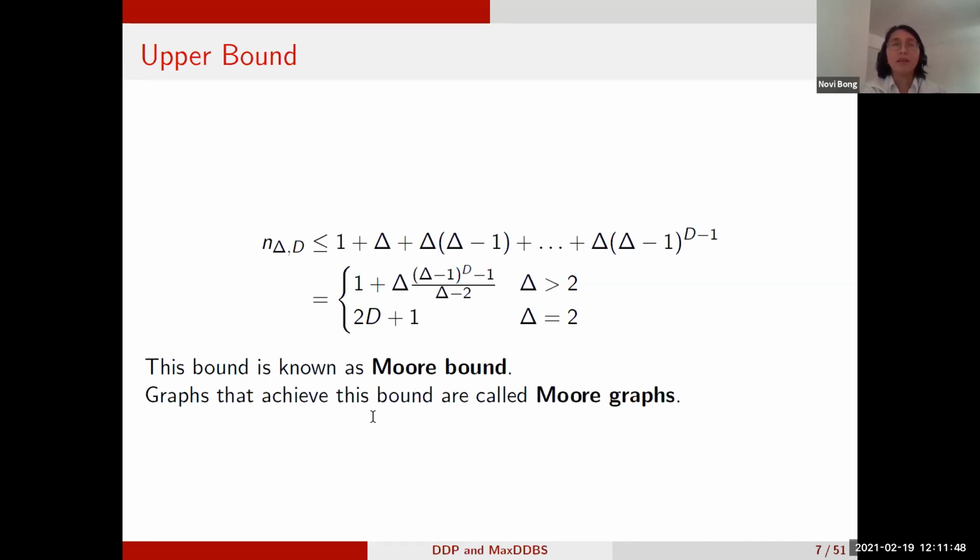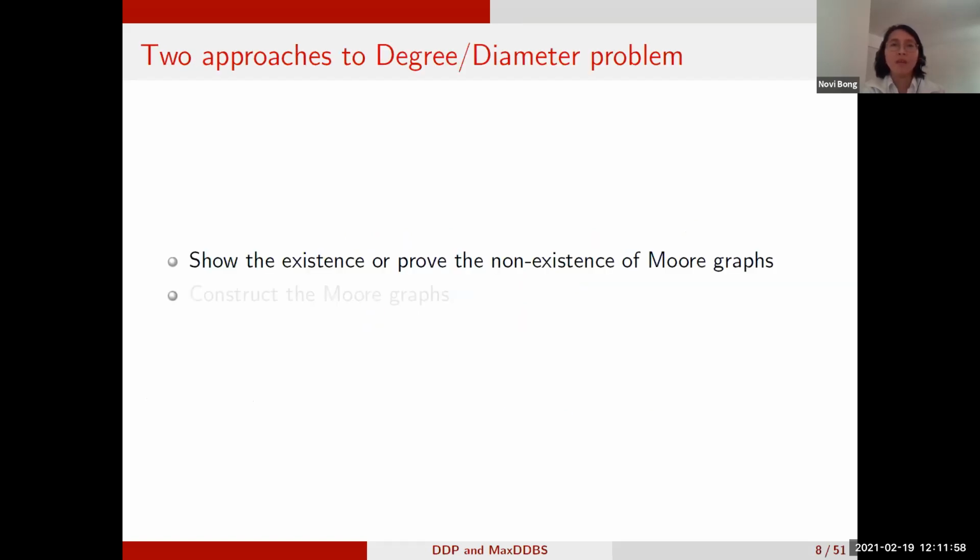Now the question is, do Moore graphs exist? I mean, this bound is there, but do we really have a graph that could achieve this bound? There are two approaches for this problem. One of them is to show the existence or prove the non-existence of the Moore graph, and the other one is constructing the Moore graphs. One is from the lower bound, where you improve it. The other one is working from the upper bound.